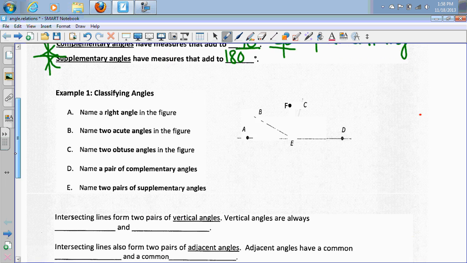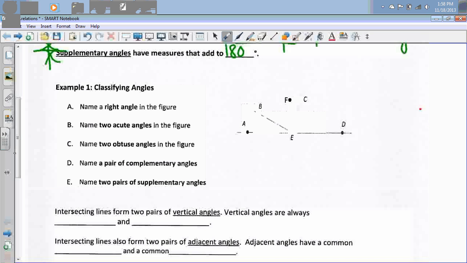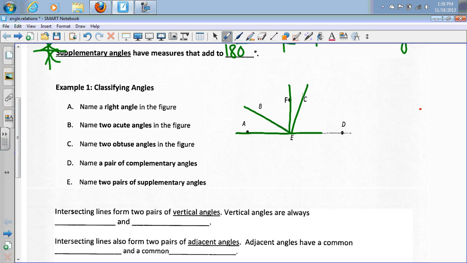Okay? Looking at this diagram, I apologize for the lack of clarity. I will draw a few things in here so we can all be on the same page. And I believe this has a little box. All of these are continuing on because they are all raised, which means they continue in another direction. So if we look at the figure, we need to name a right angle. Remember, this little box right here means that it's a right angle. So this angle right here measures 90 degrees, a right angle.